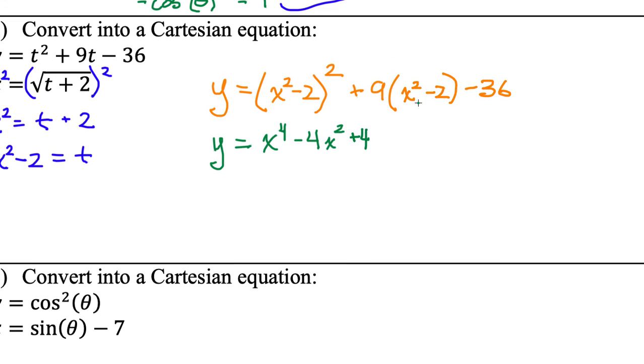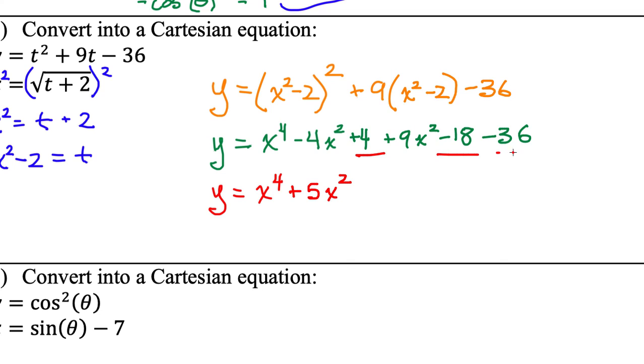Cool, I'm going to distribute this 9, so this is going to be plus 9x squared minus 18 and minus 36. Almost done. Simplifying this one more step, y is equal to x to the power of 4. I have some x squared terms I can add together, so it's going to be 5x squared. So plus 5x squared.